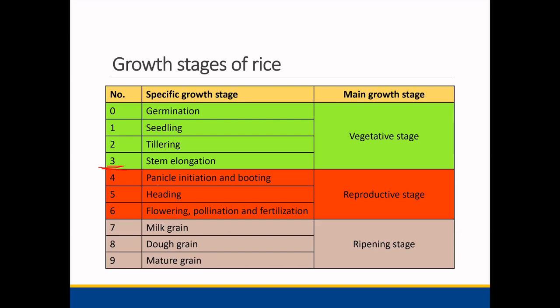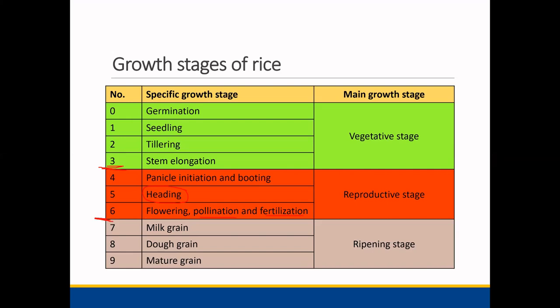Then when the panicle develops and the flag leaf swallows it, we call that booting. Then the developed panicle should come out, and that stage we call heading. After heading, once the panicles come out, they will flower. After flowering, pollination occurs and then fertilization occurs. With that, the reproductive stage completes, and then it moves to the ripening stage.